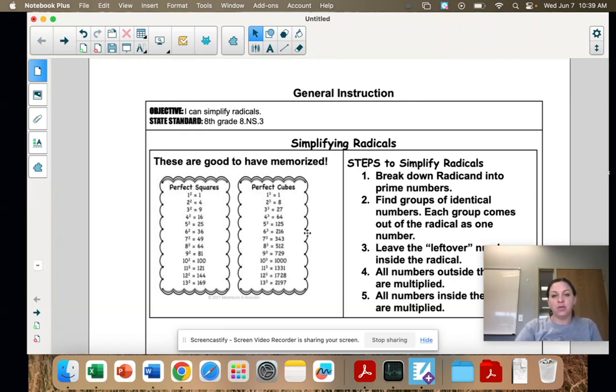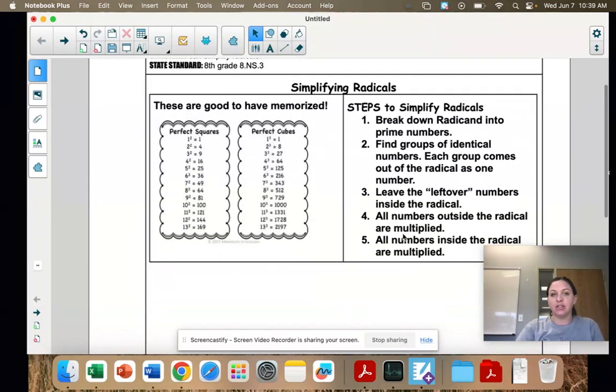So section 1.2 is simplifying radicals. We're reviewing 8th grade. This was learned in 8th grade, but you need it for 10th grade. So we're doing a quick review, just 10 questions.